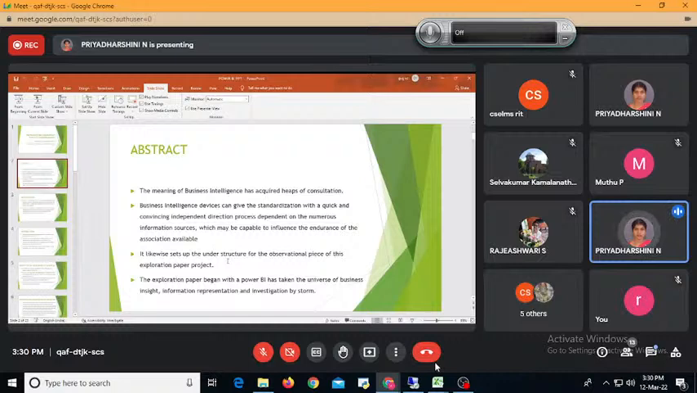Okay, so I believe that everybody would have come across the term business intelligence. This Power BI is a SaaS, that is a service-oriented process of giving the details in an enhanced way for developing the business. What is it going to do? It gives standardization with quick, independent direction of process with numerous information resources, which is not possible in Excel.